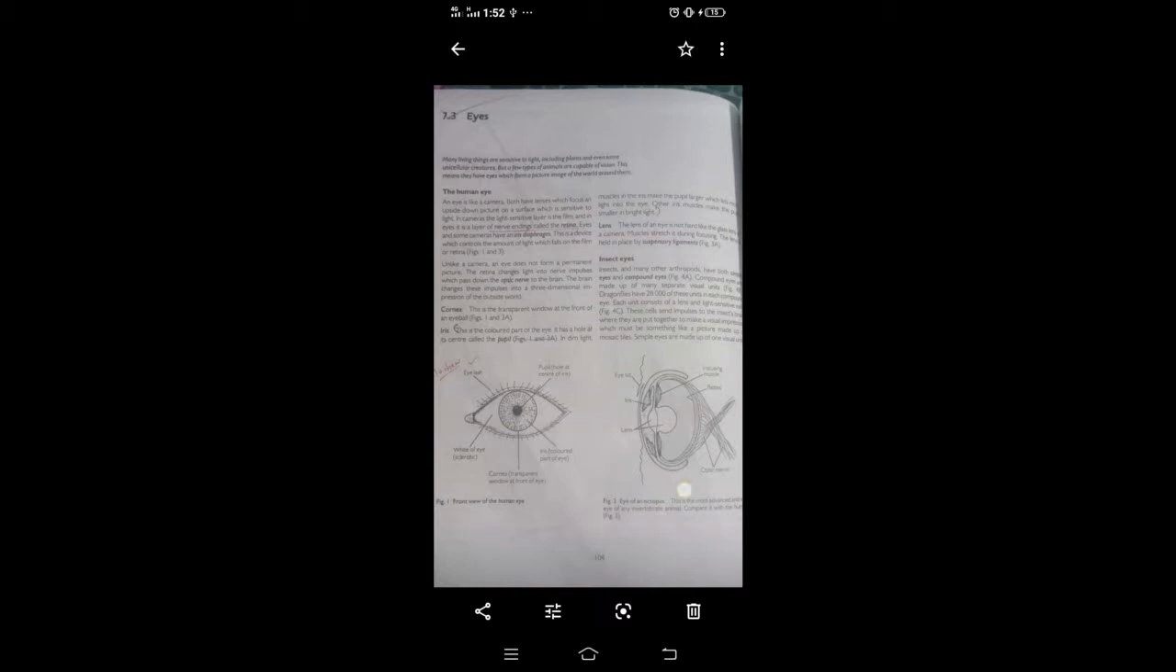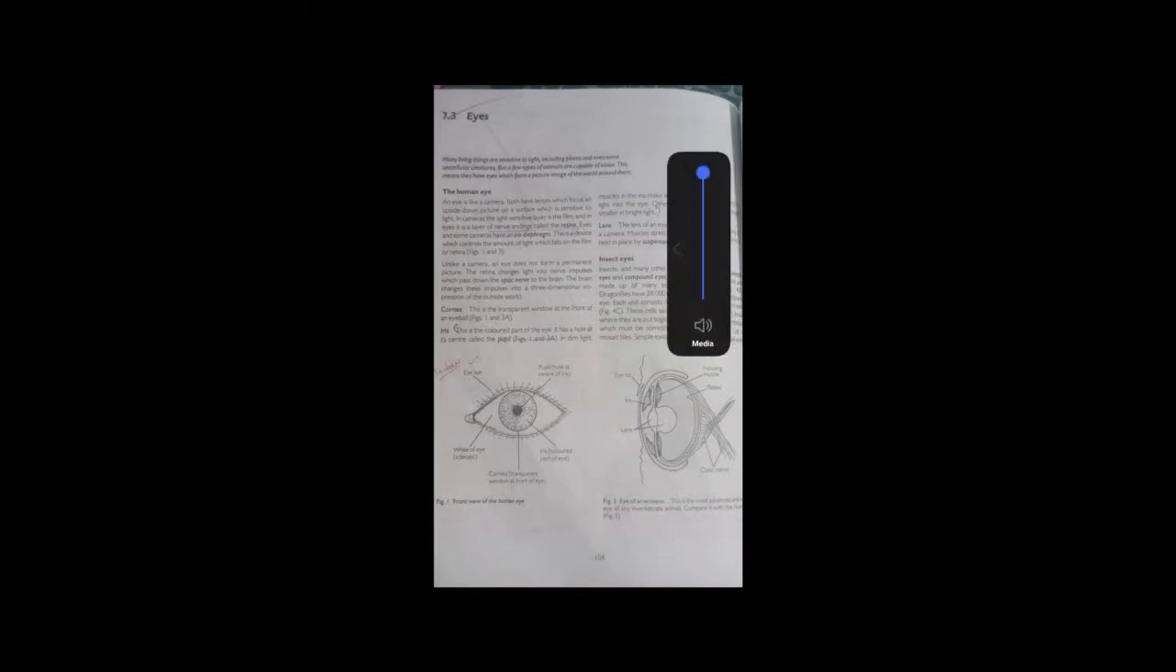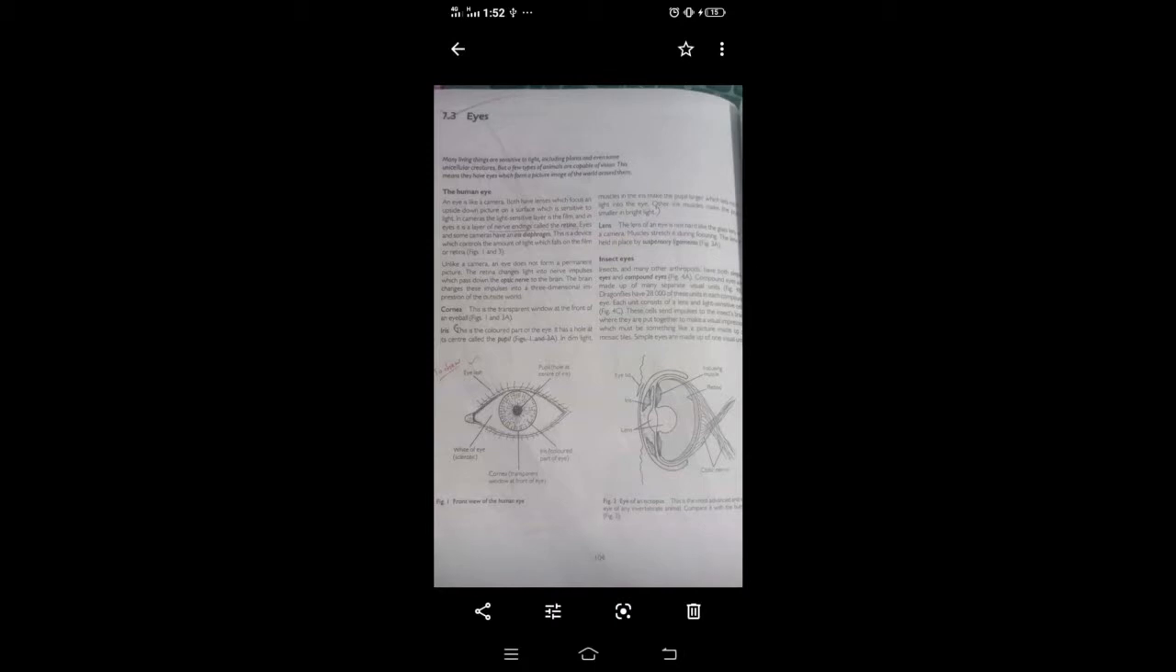Then we have the lens. The lens of an eye is not hard like the glass lens of a camera. Muscles stretch it during focusing. The lens is held in place by suspensory ligaments. So the lens of our eye is not as tough or hard as the camera lens. This lens is controlled by the suspensory ligaments.